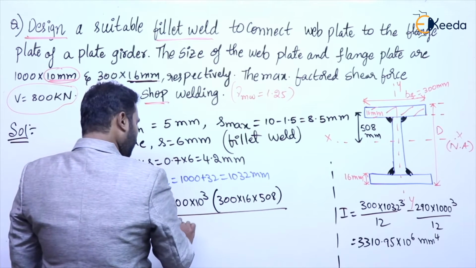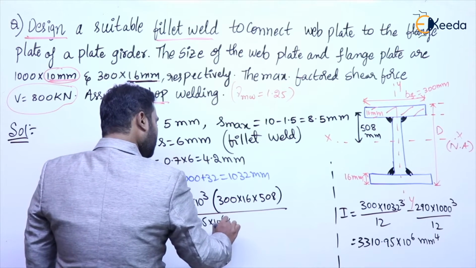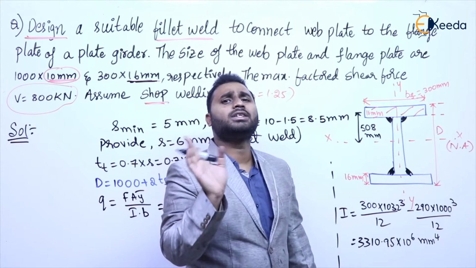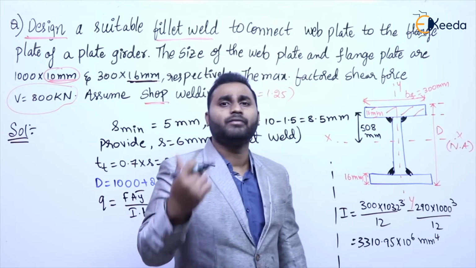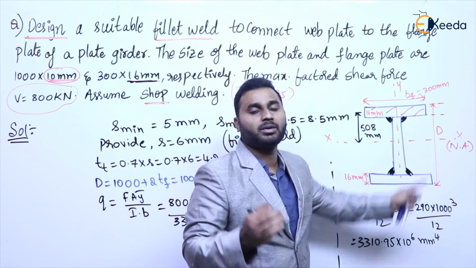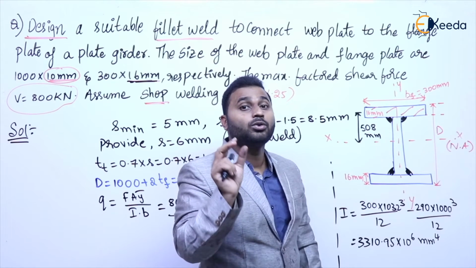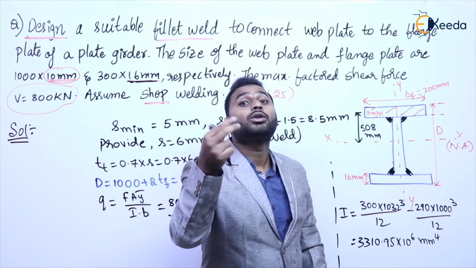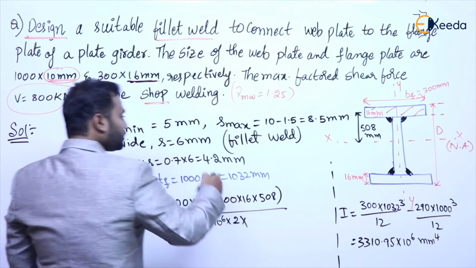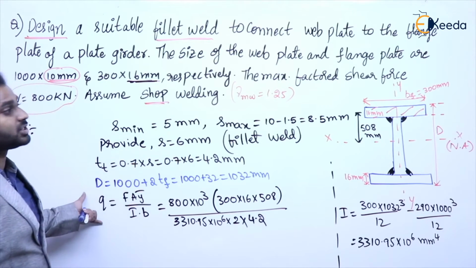So substitute here 3310.95 into 10 to the power 6 into B. Here B is nothing but the width along which that shear stress is acting. Here basically we are considering the weld. Welds are present on both sides of this web plate, so two welds are there. It means two widths, and those widths are equal to the throat thickness of that weld. It means 2 into how much throat thickness? 4.2. By simplifying this, we'll get the shear stress in this weld.